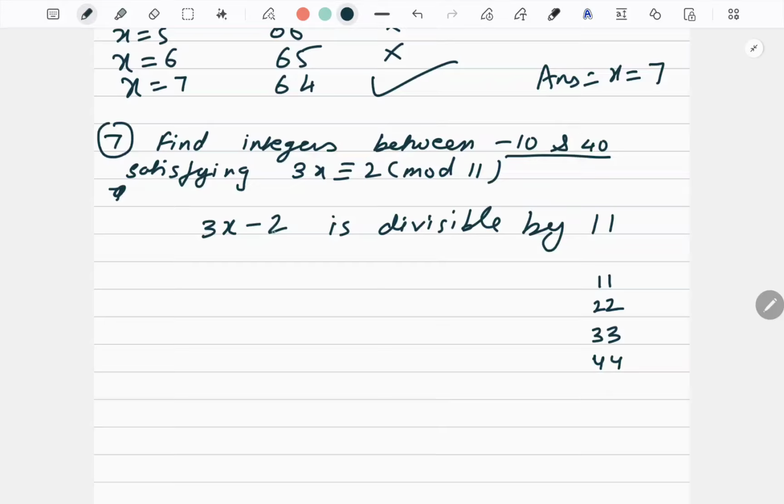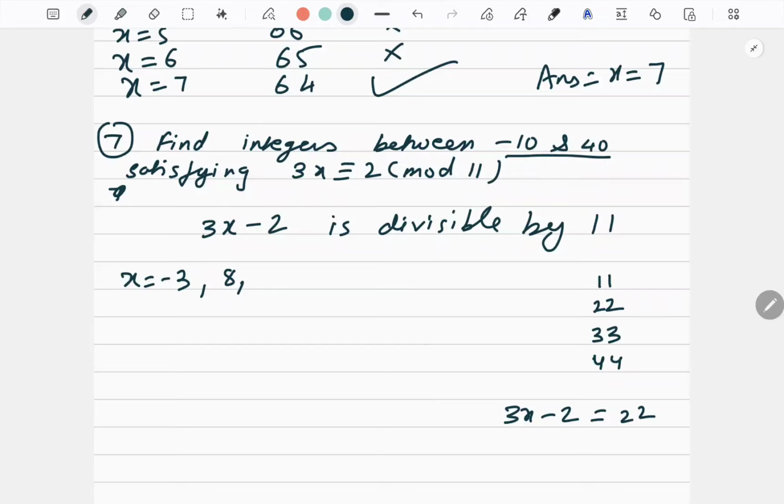3 3s are 9, 10, 11. So x is equal to minus 3, I can put. Correct. Next I can put x is equal to 8. 8 3s are 24. 24 minus 2, 22. So next you want to search 22, right? So 3x minus 2 is equal to 22. So it is 24. 24 by 3, 8.